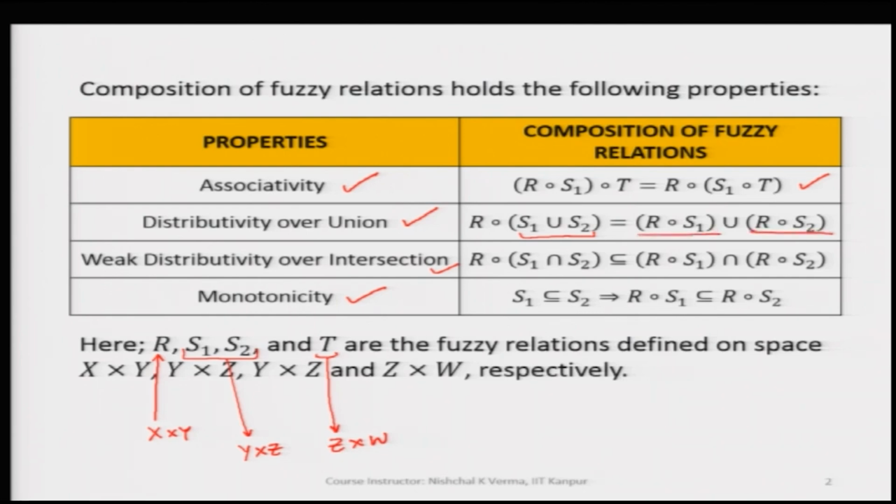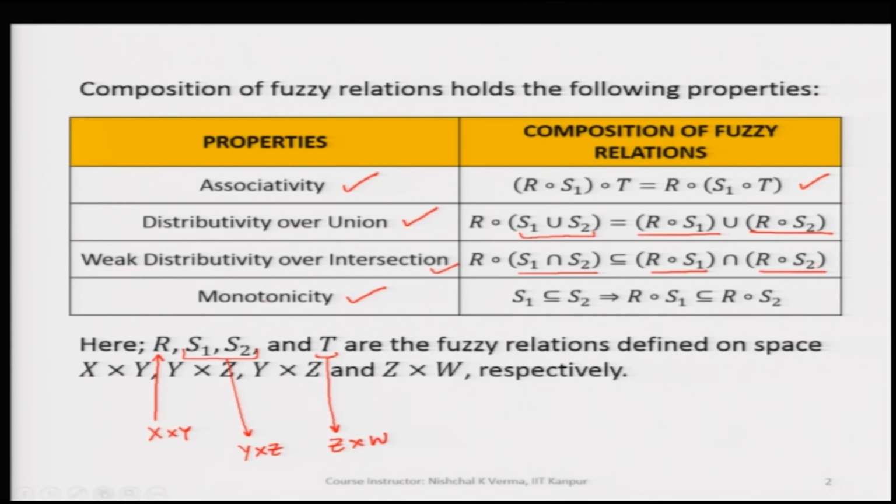Similarly, the third property is weak distributivity over intersection. Here we have the composition of R and the intersection of S1 and S2, and this is a subset of, or equal to, the intersection of R composition S1 and R composition S2.